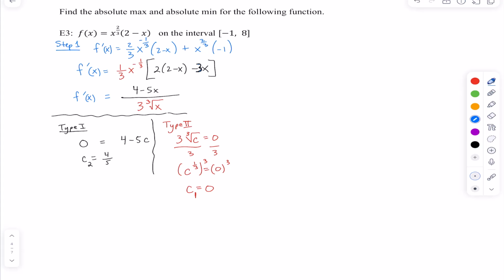Now step 2 says we will analyze the output values, and we need to evaluate the function at these critical numbers.